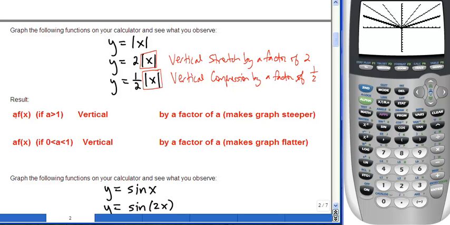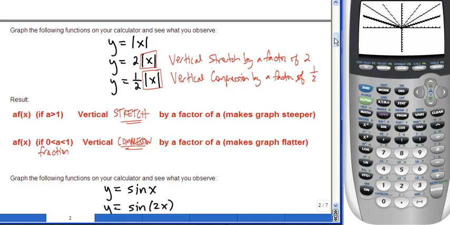Well, when the constant out front, this a value that's being multiplied by your function, if that a is bigger than 1, then that is going to be a vertical stretch by a factor of a. If the a out front is between 0 and 1, which just means that it's a fraction, so anytime you multiply by a fraction on the outside, then that's going to be called a vertical compression. And that's going to make your graph get flatter and push it down, versus the vertical stretch, which makes your graph get steeper and pushes it up.